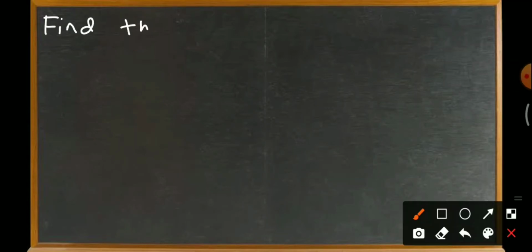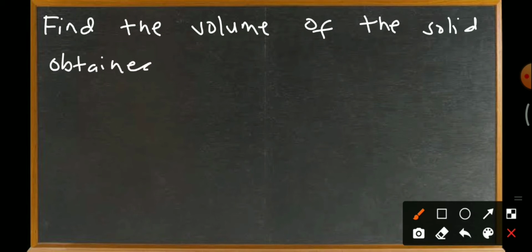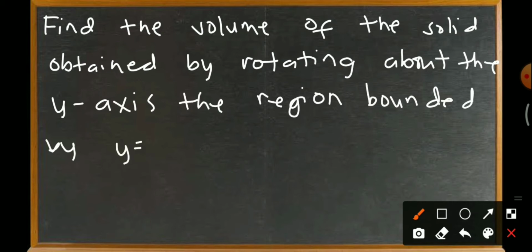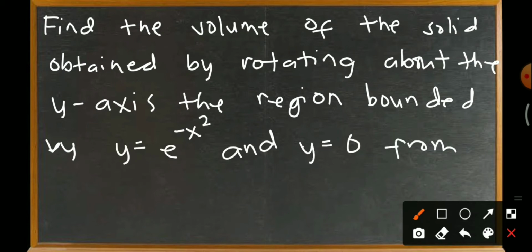Example number 4. Find the volume of the solid obtained by rotating about the y-axis the region bounded by y is equal to e to the power of negative x squared and y is equal to 0 from 0 to 1.